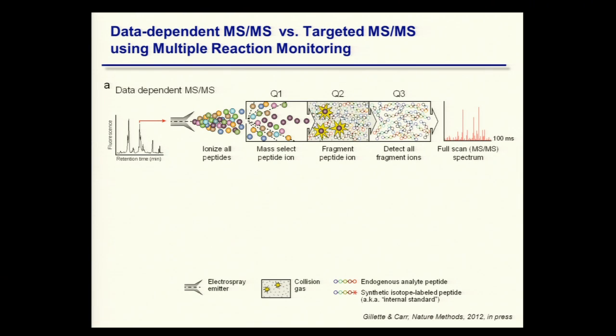And triple quadrupole mass spectrometers have 3 quadrupoles, where the first and third quadrupoles are scanning quadrupoles, and the second one is the collision cell. This is where all the fragmentation happens.